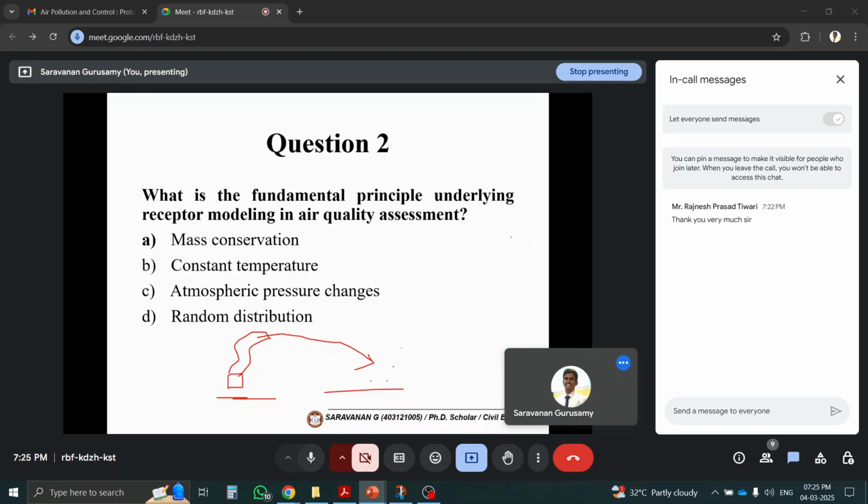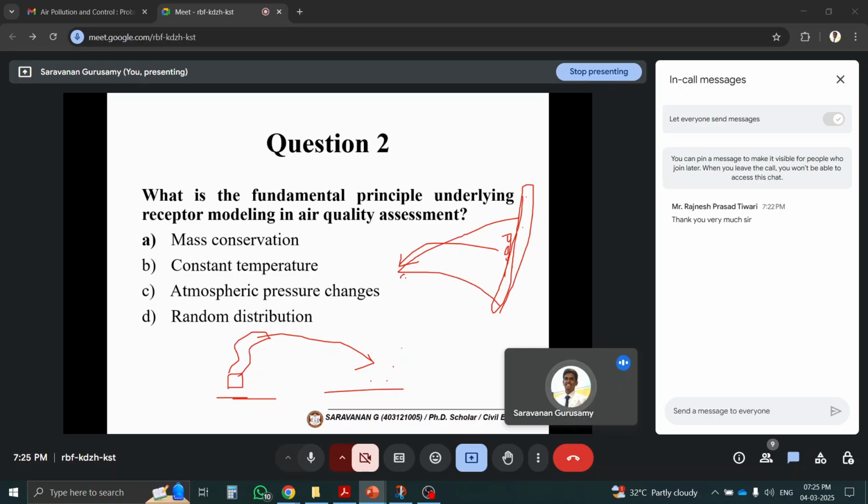receptor-based approach, they will first go to the receptor. What is the pollutant concentration? They will measure with different equipment, and they will check for the source. So if I find 100, 10, 20 here and 30 here, then I will add up everything. That is the mass balance. So if I know the mass balance, then it adds up to give you here.